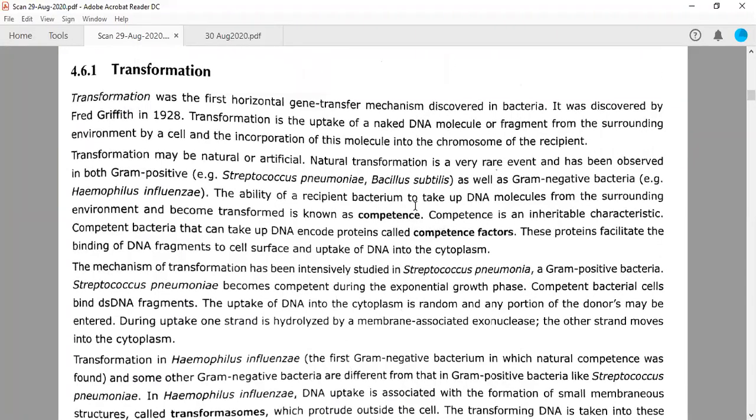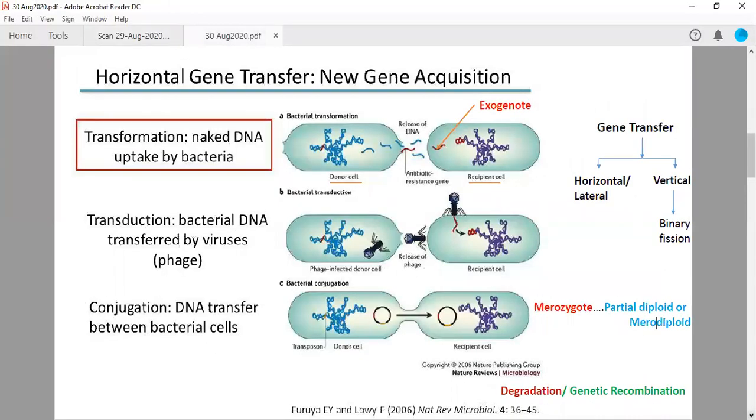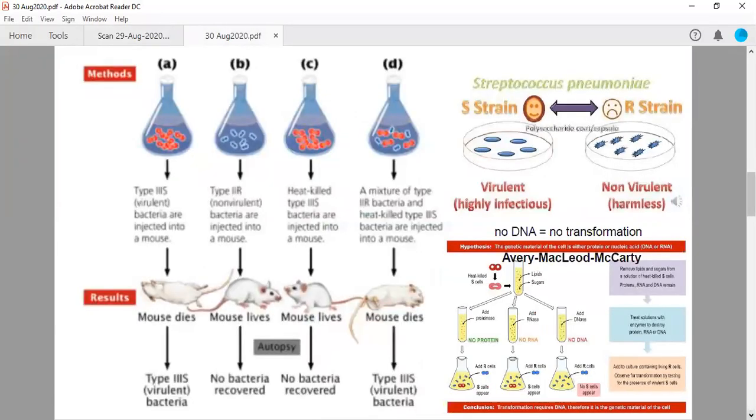So the first process is called transformation. We know transformation was discovered in bacteria in 1928 by Fred Griffith. Transformation is the uptake of naked DNA. So let's see first of all what is transformation and how it was discovered. We have studied these types of experiments in our +2 standard.